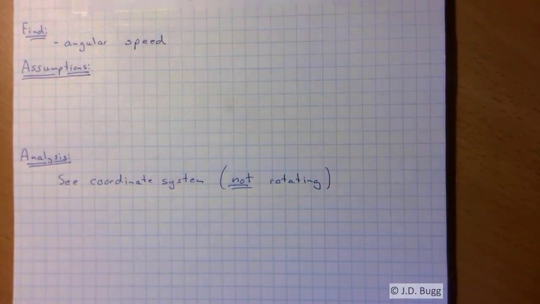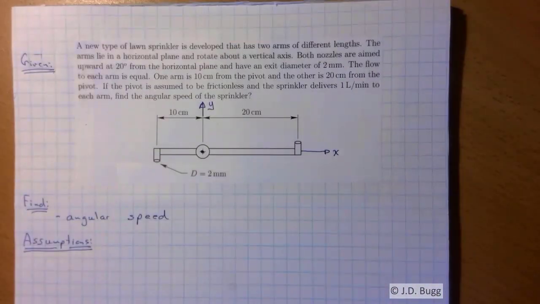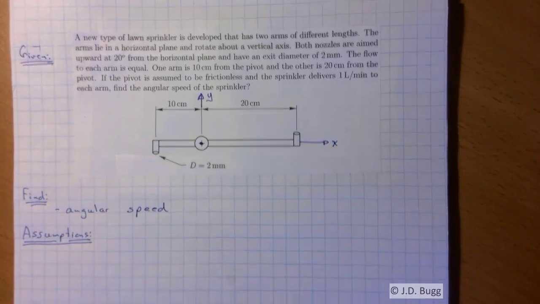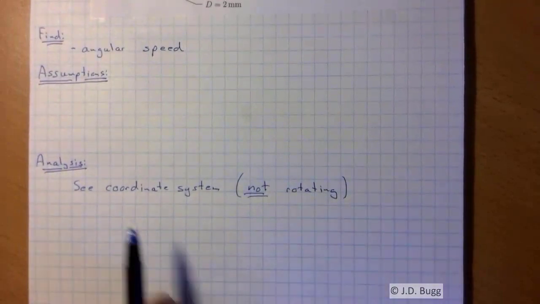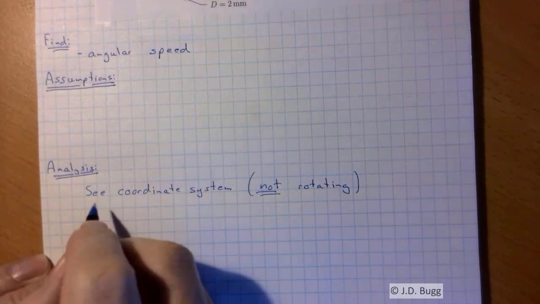Never use a rotating coordinate system in these problems. You'll get into all kinds of trouble. So we have to use a fixed coordinate system. Remember, we can have that coordinate system moving in a straight line at a constant speed, but we can't have it accelerating, and we certainly can't have it rotating because there is acceleration associated with that. So, a fixed coordinate system.